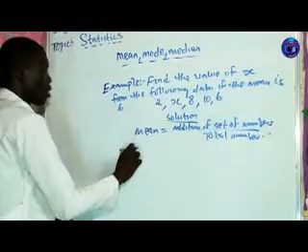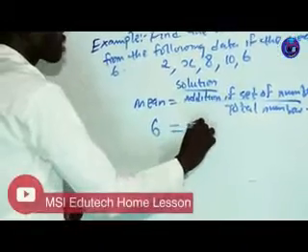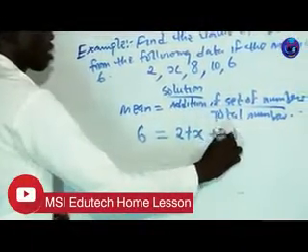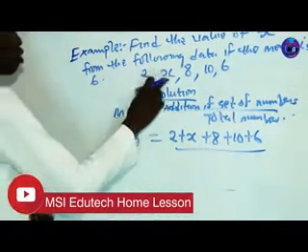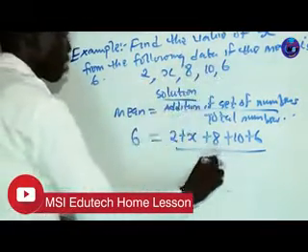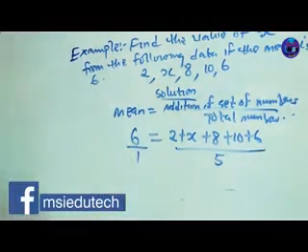Now this one will give us mean is 6. Put 6 here. Add this: 2 plus x plus 8 plus 10 plus 6, divided by 1, 2, 3, 4, 5, divided by 5. Now divide this by 1 to make it a fraction.